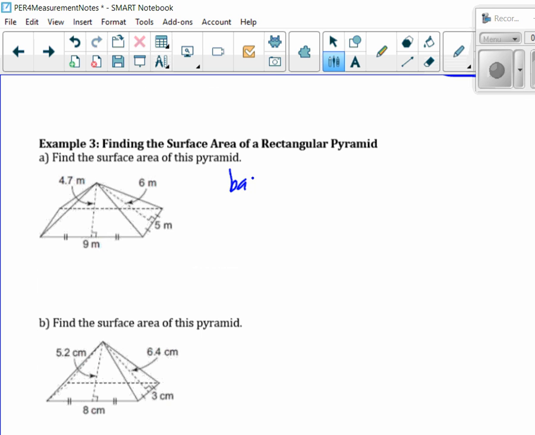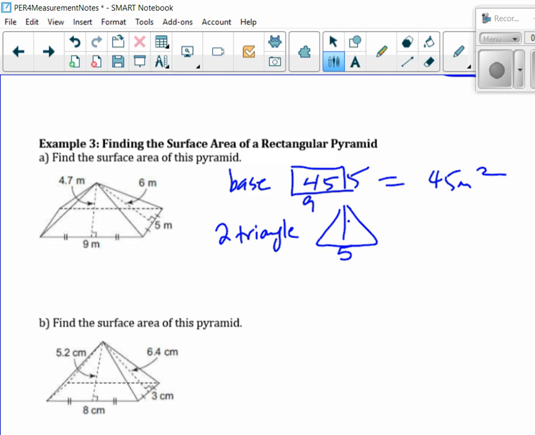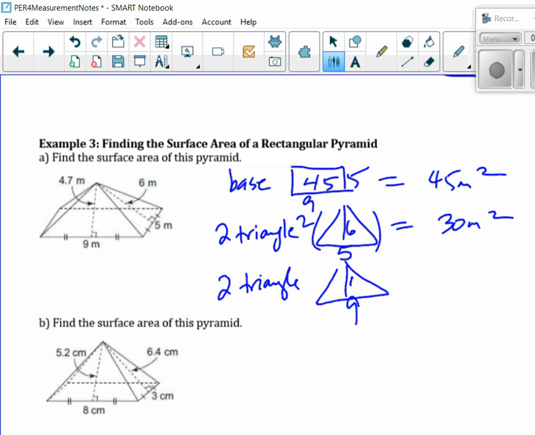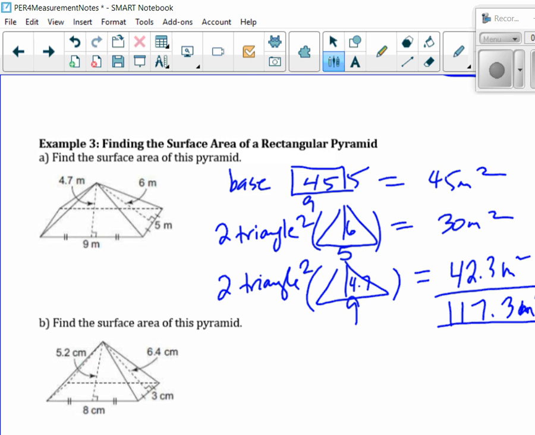Okay, so the base would be 9 by 5, right, which is 45. Or I'll just put 45 meters squared there. Then you have 2 triangles, and I'm just going to draw it. It is 5 by 6, and of course times 2, so then you get 30 meters squared. And then you have 2 triangles that are 9 by 4.7, and again there's 2 of them, so I get 42.3 meters squared. So if I add all that up, 117.3 meters squared. Is that what everybody got?